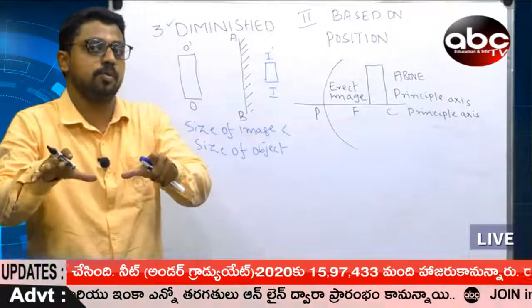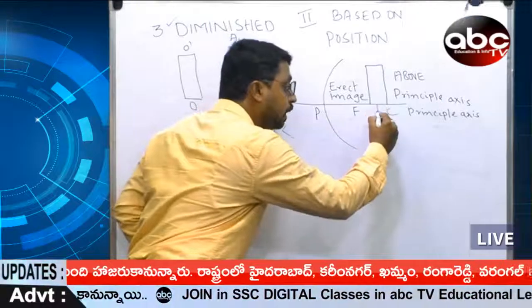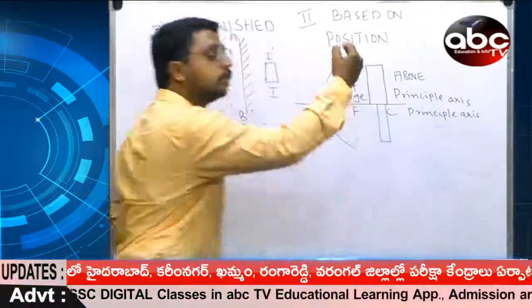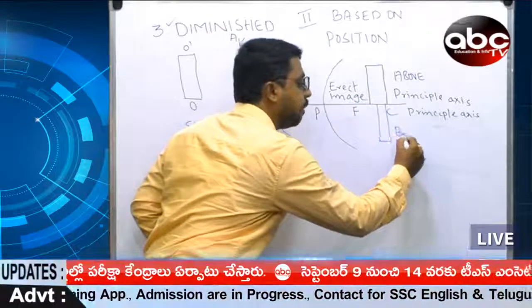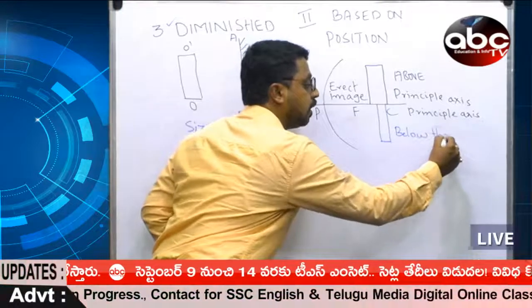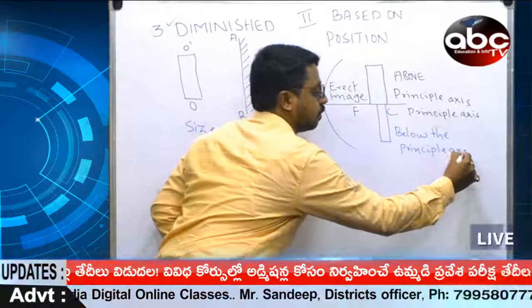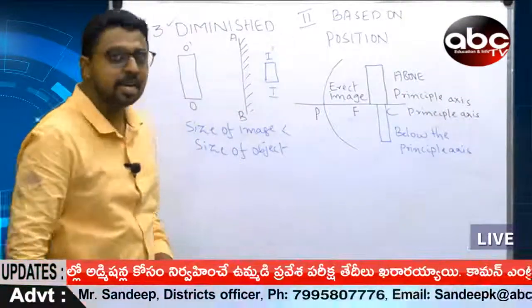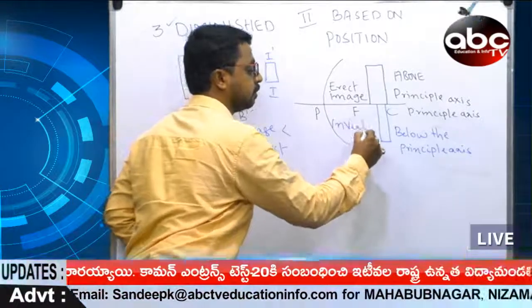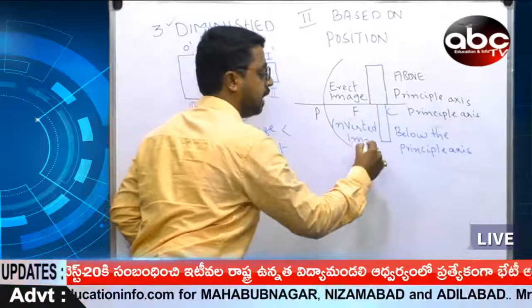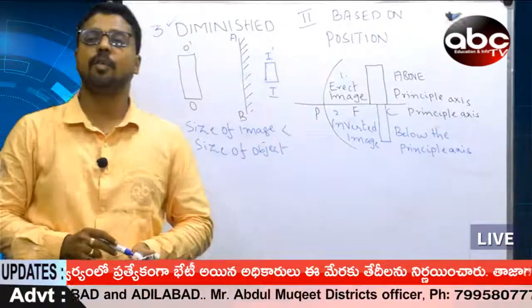If I get the image below the principal axis, this is below the principal axis. This can be given the word inverted image. So this is the first type, and this is the second type of image.